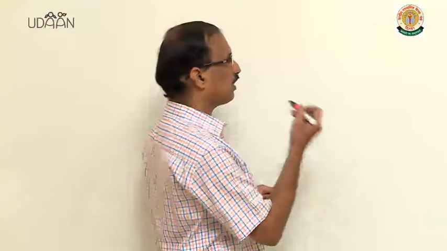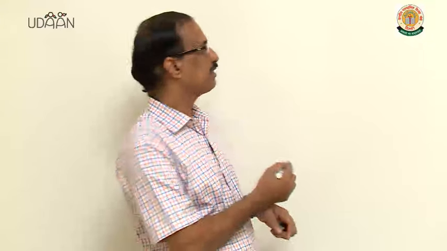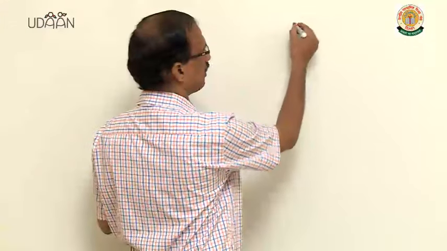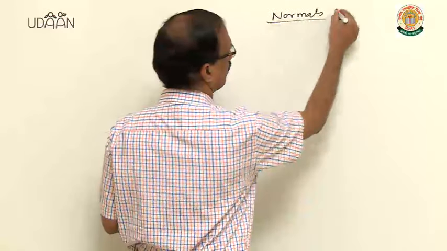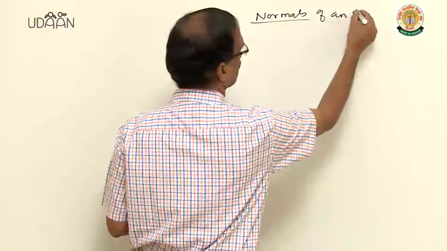So already we have discussed the tangents of an ellipse. Now we will be discussing the normals of an ellipse.